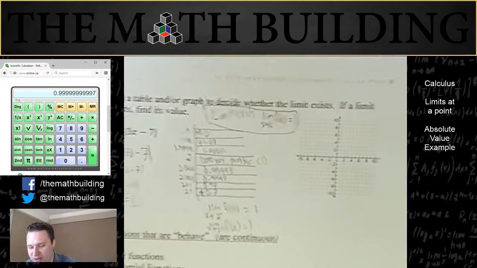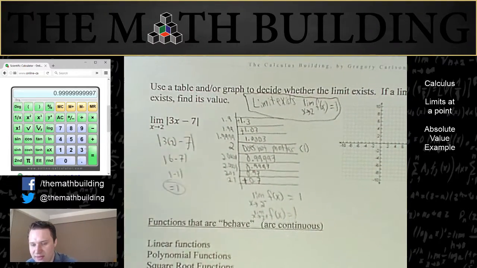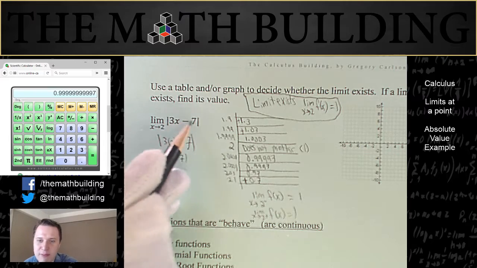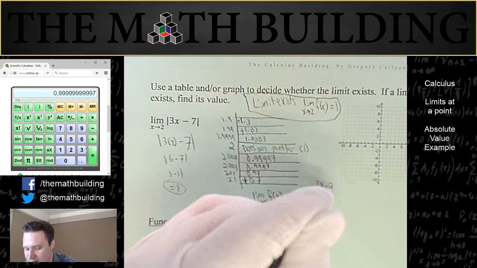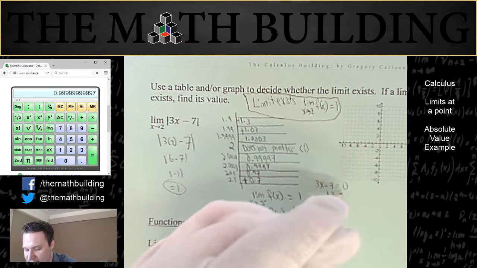So let's actually graph it. The way you would graph this is, as this is an absolute value function, the minimum value is when this equals 0. So let's find out when that happens. Let's set 3x minus 7 equal to 0. Add 7, add 7.